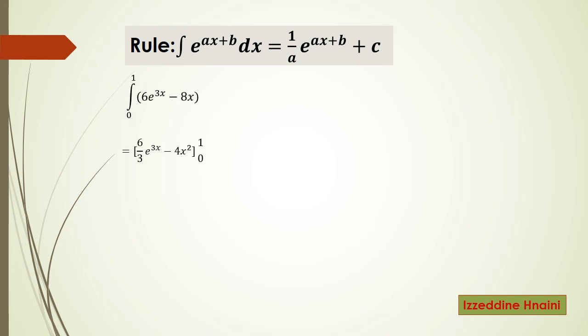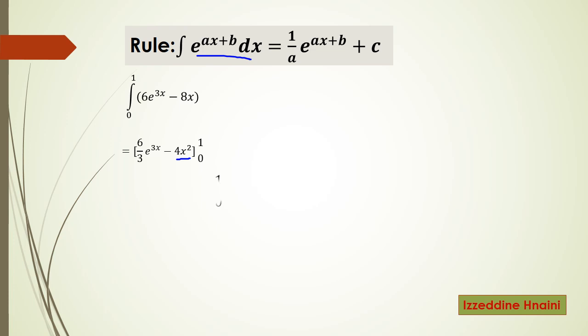Here we want to make revision for the integrals. We know that to find the integral, first we must find an antiderivative, then we substitute 1 in this antiderivative, minus we substitute 0. The antiderivative of e^(3x), applying this rule, is 1 over 3 e^(3x), and the antiderivative of 8x is 8x squared over 2, which is 4x squared.